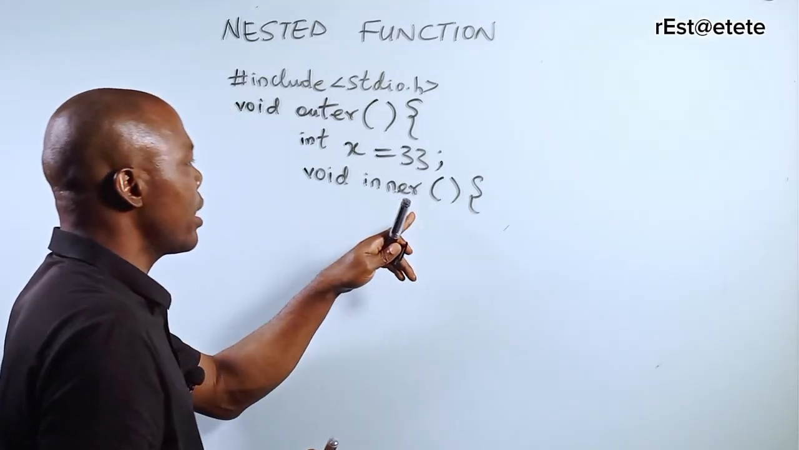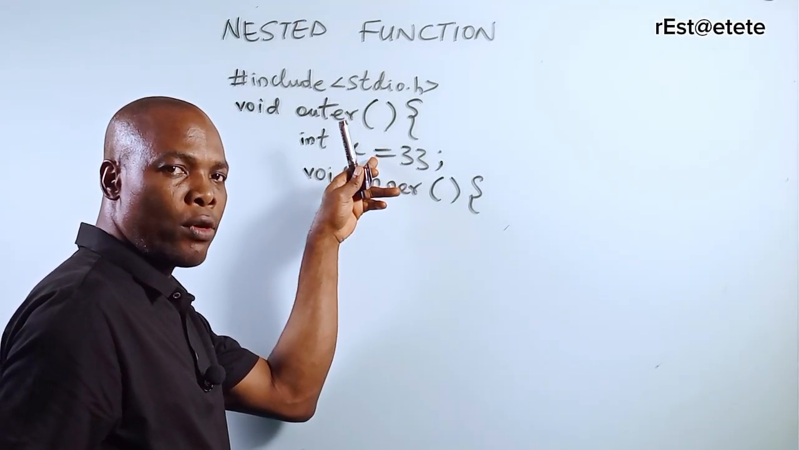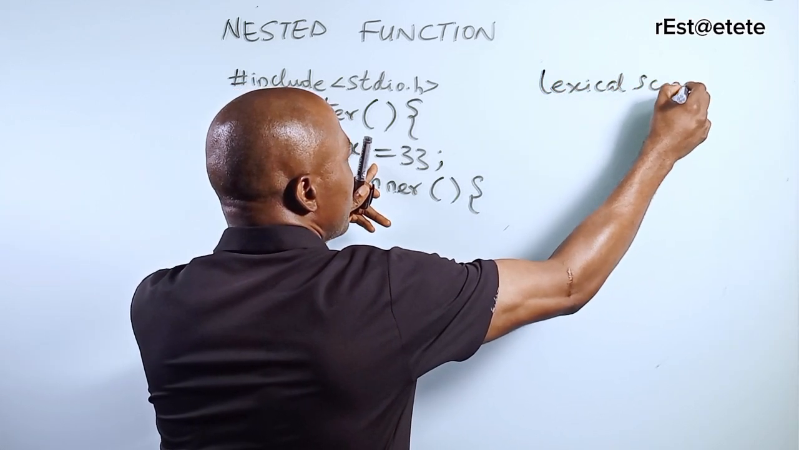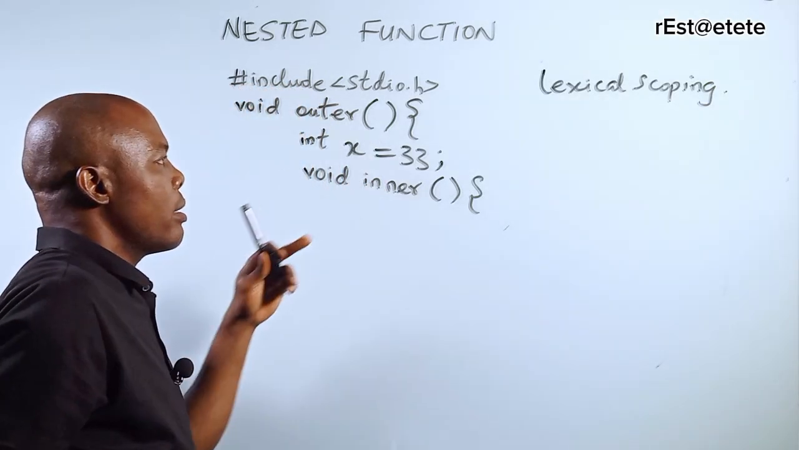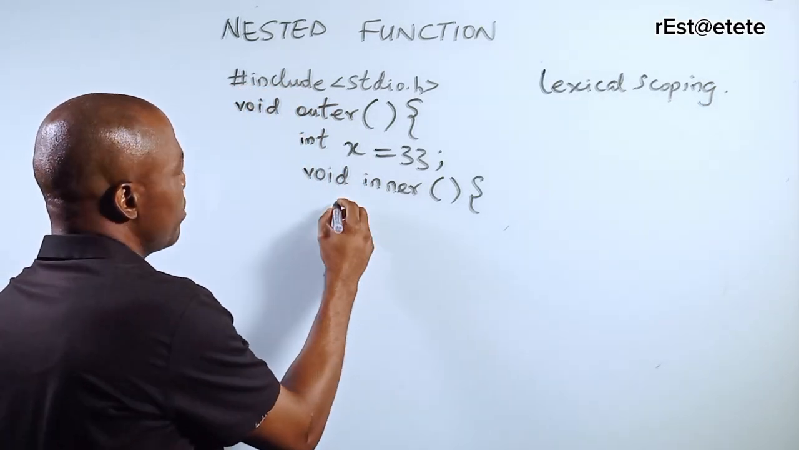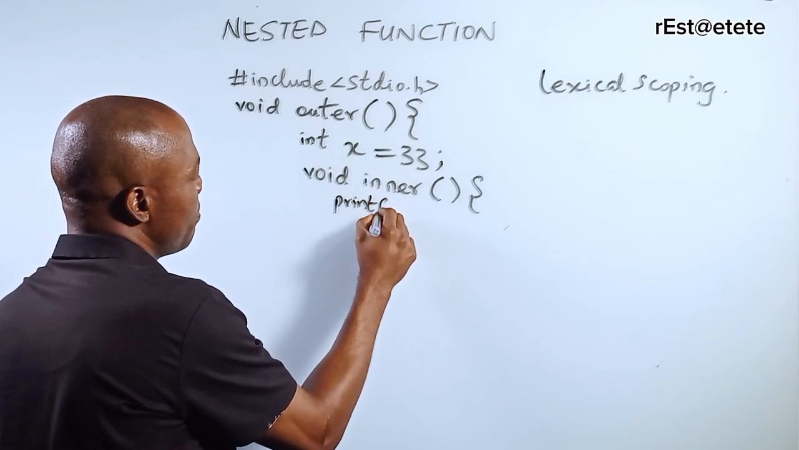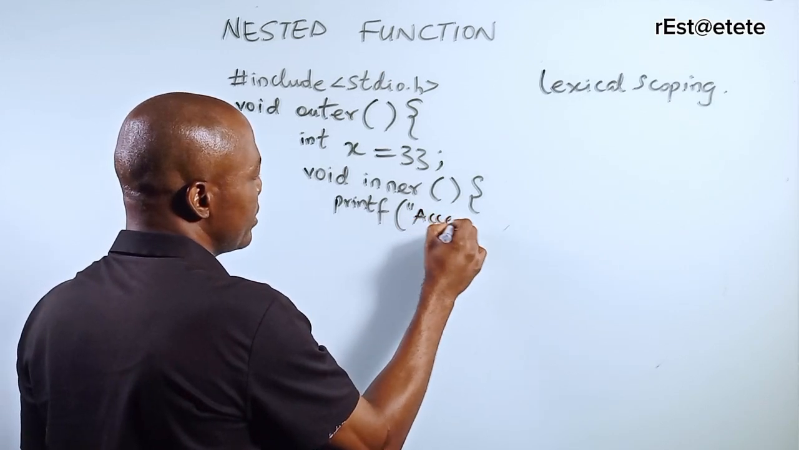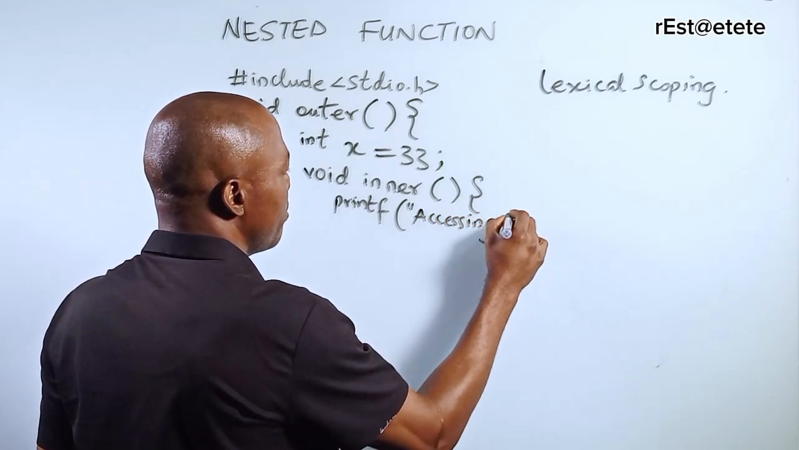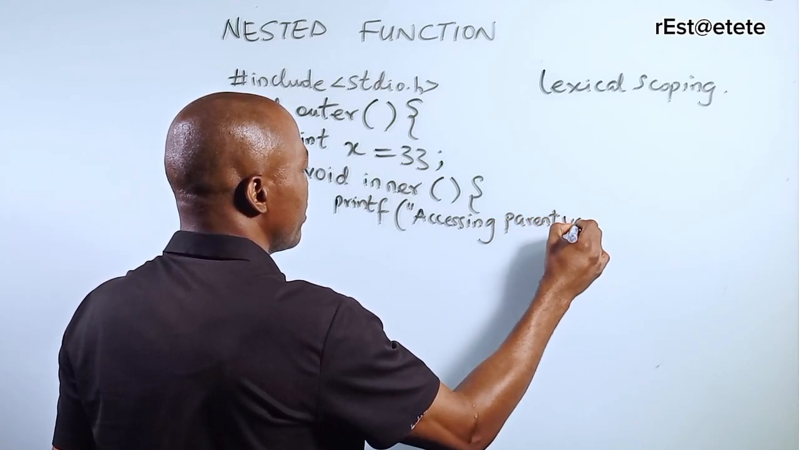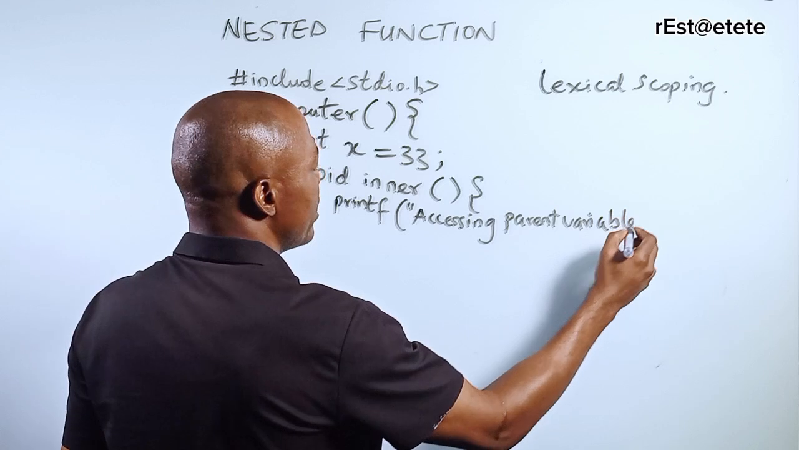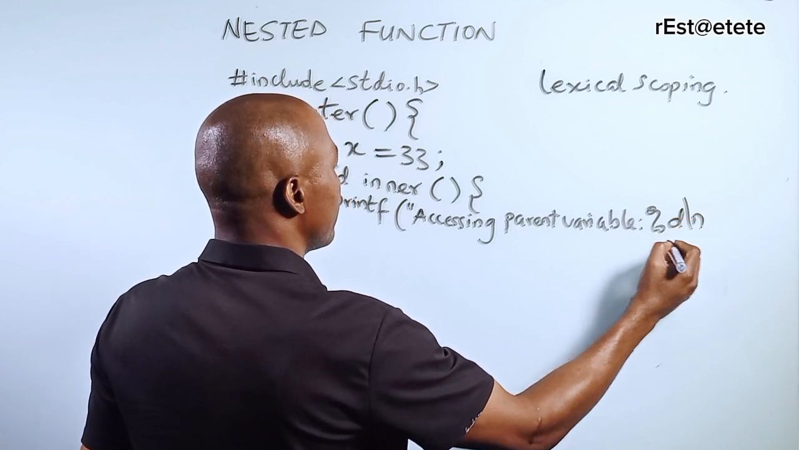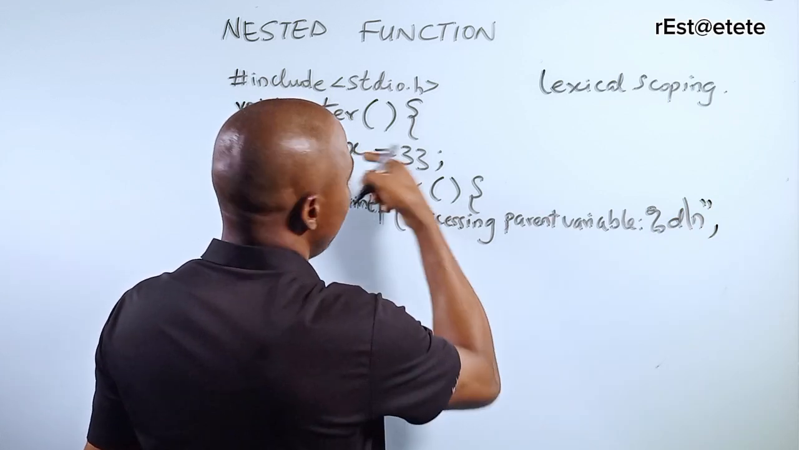Now inside this inner function, I'm going to access this variable of the outer function. That is called lexical scoping, right? The compiler allows that. So I am going to print f, calling my printf function. Then I will say accessing parent variable, right? Then I will say %d\n. I'll close this x.